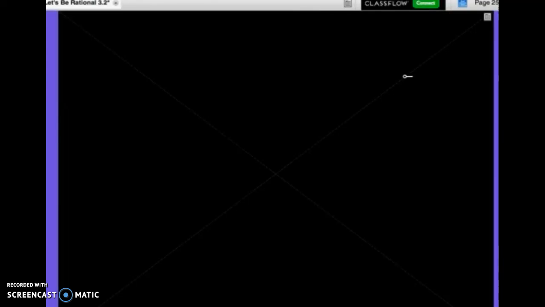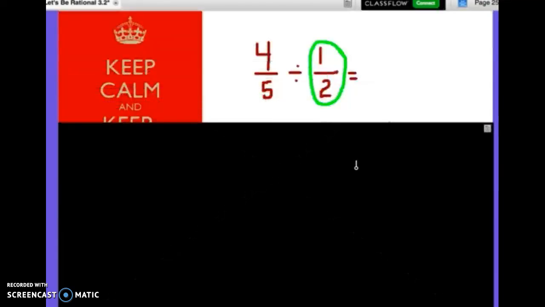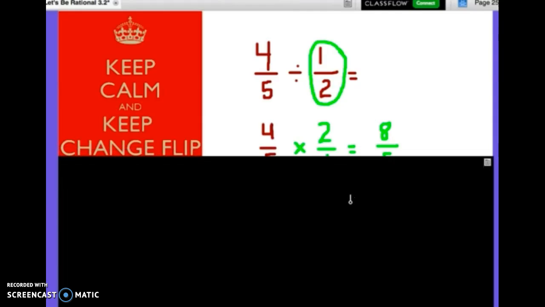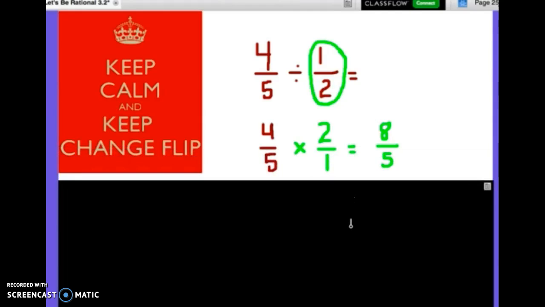We also talked about how there's really an easier way to divide fractions. It's great to model, but it's also great to have an algorithm or a rule. So here's the rule: keep, change, flip.